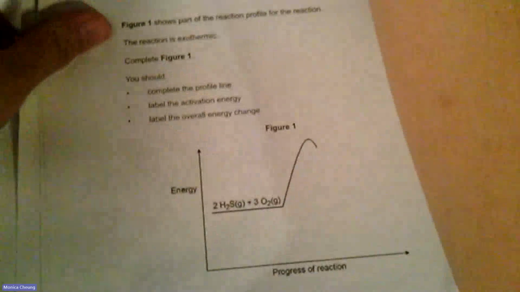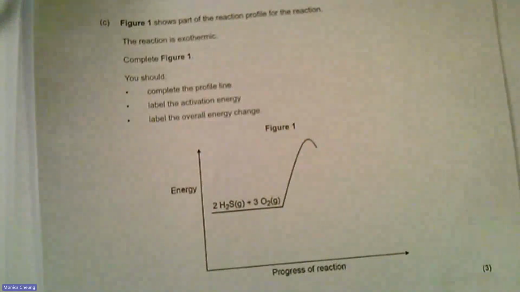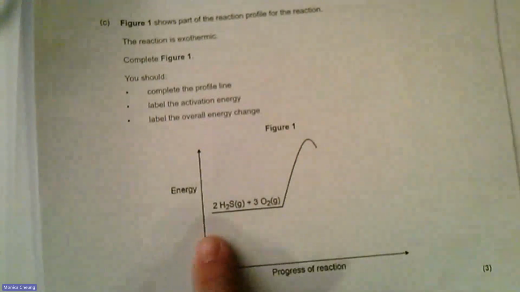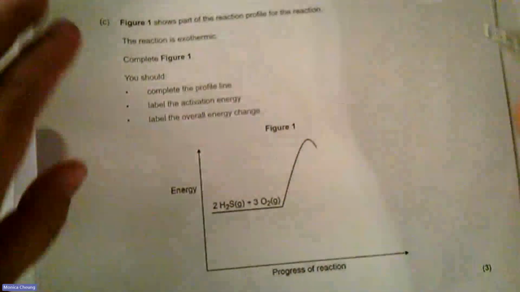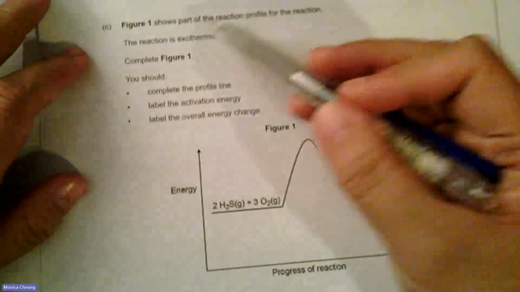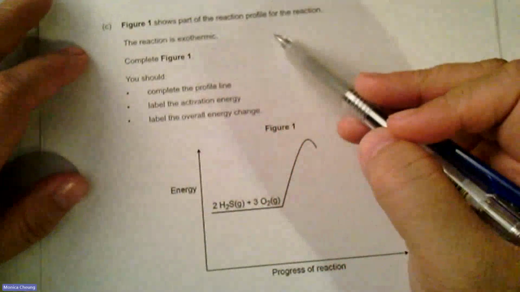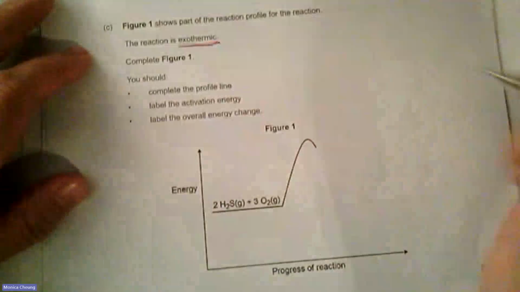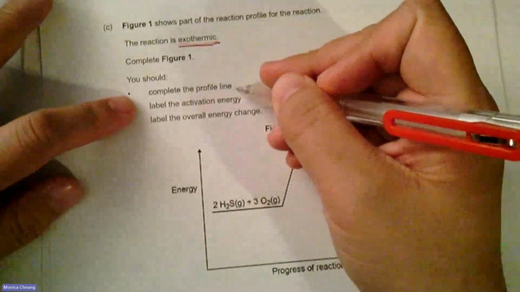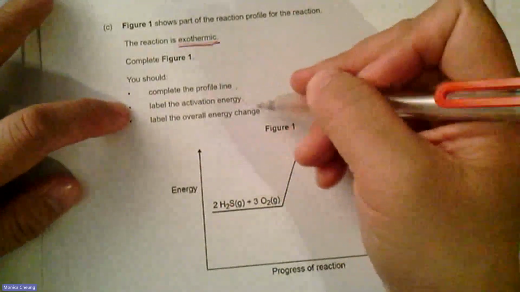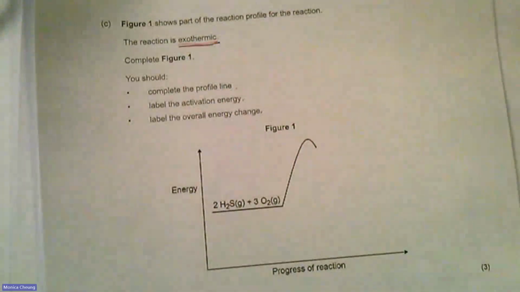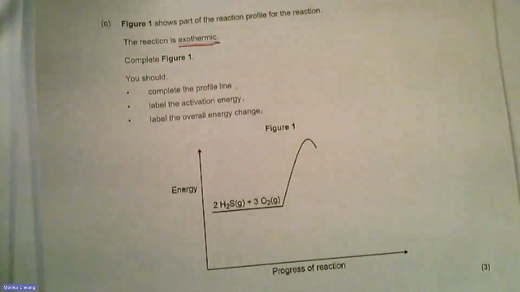Look at question C. Now we have another energy diagram picture, just like we saw earlier. This one's got most of it labeled up, but it's missing the last part of the reaction. It says here specifically what you need to do. Figure 1 shows part of the reaction profile for the reaction. The reaction is exothermic. That's key. You need to complete the energy profile line, label the activation energy, and label the overall energy change. As I said before, if you do it all the time and keep labeling it, it should become second nature.